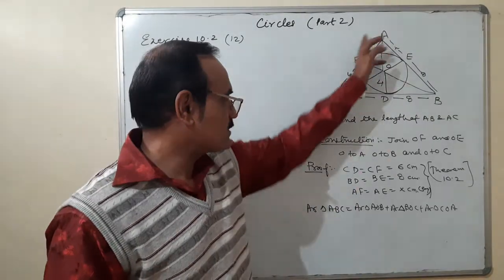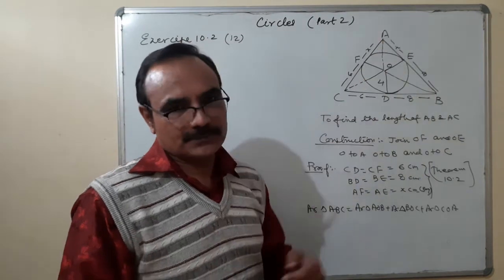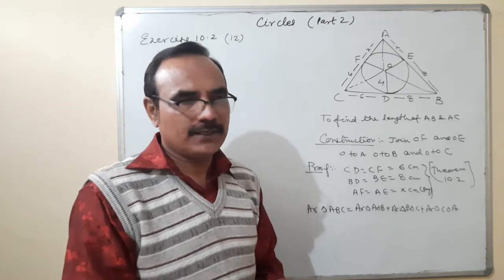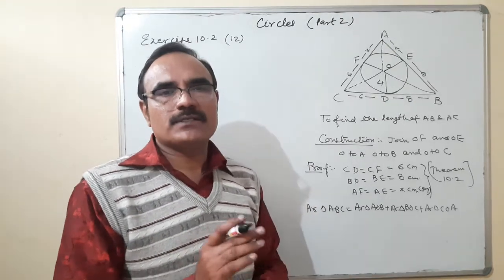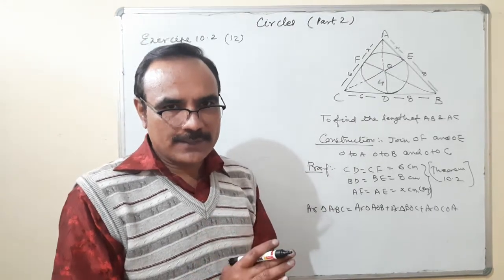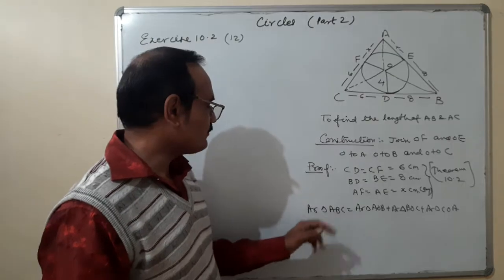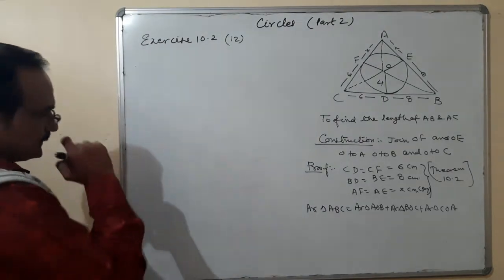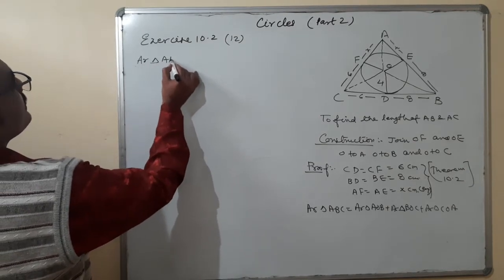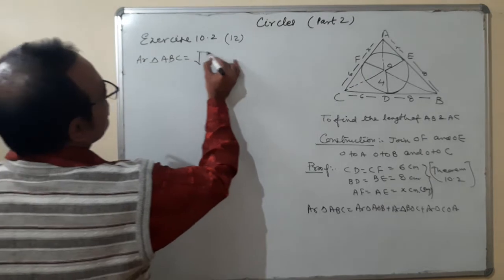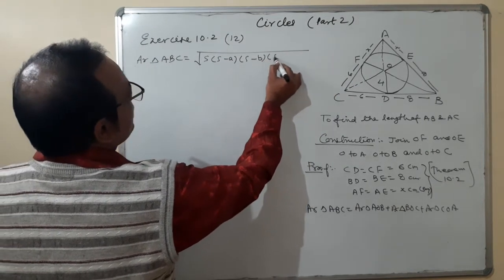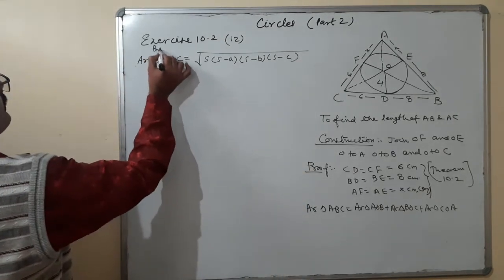Three sides: one side is AB, second is BC, and third is AC. And for Heron's formula, you know the formula is under root S into S minus A, S minus B, S minus C, where S is A plus B plus C by 2. A, B, C are the three sides of a triangle, so that means S is the semi-perimeter. Area of triangle ABC is equal to root of S into S minus A, S minus B, S minus C. Why? Heron's formula.